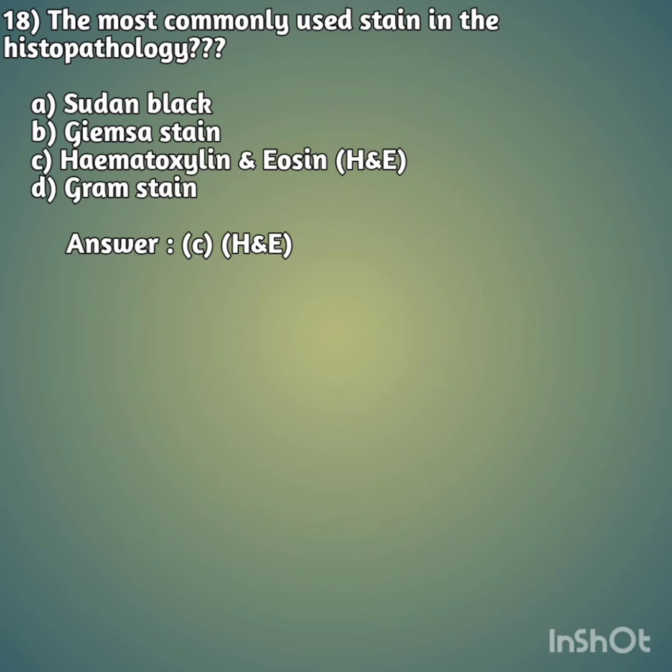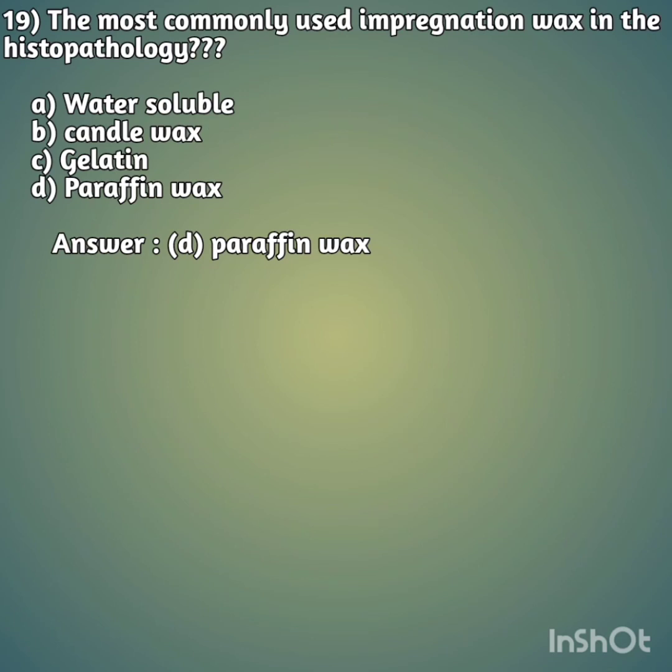So 18th question. The most commonly used stain in the histopathology is option A Sudan black, option B Giemsa stain, option C hematoxylin and eosin, that is H&E stain, and option D Gram stain. So your answer is answer C H&E stain. So moving on to our next question, that is 19th.